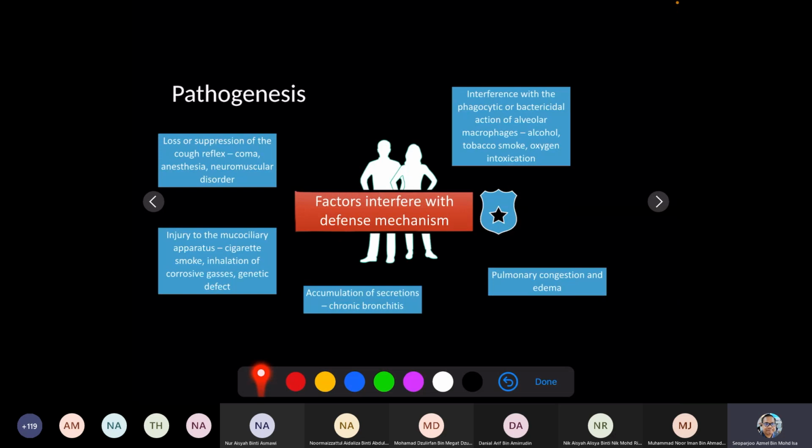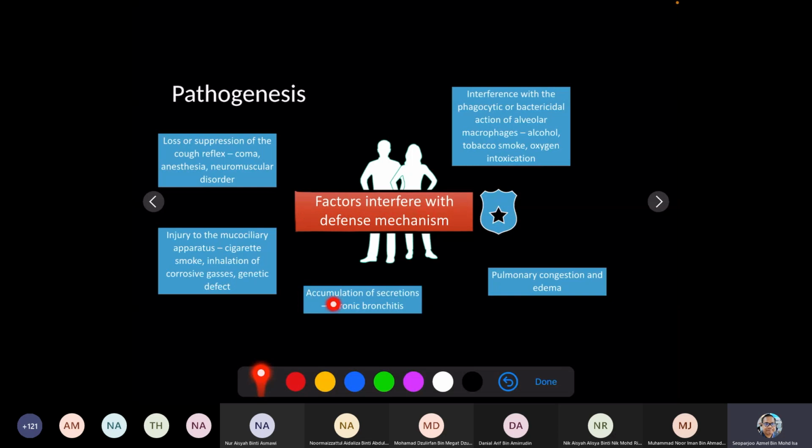And apart from that, there are factors that interfere with the defense mechanism. For example, a loss or suppression of the cough reflex, for example in coma, anesthesia, neuromuscular disorder, or in a patient who had some injury to the mucociliary apparatus, such as a usual cigarette smoker, or when there is an accident of inhalation of corrosive gases, or some genetic defect which impacts the ciliary process of the lining mucosa.